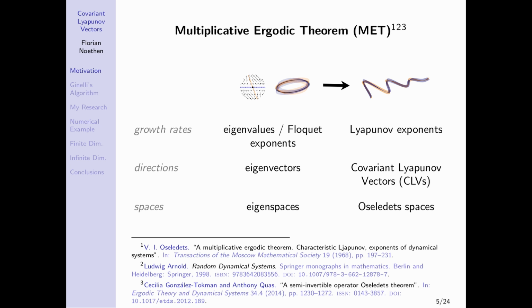Since the original version of the multiplicative ergodic theorem by Oseledets, there were several new versions. I mostly worked with versions in Ludwig Arnold's book on random dynamical systems. That is for finite dimensional systems, and for infinite dimensional systems I consulted the paper A Semi-Invertible Operator Oseledets Theorem by Cecilia Gonzalez-Tokman and Anthony Quas.